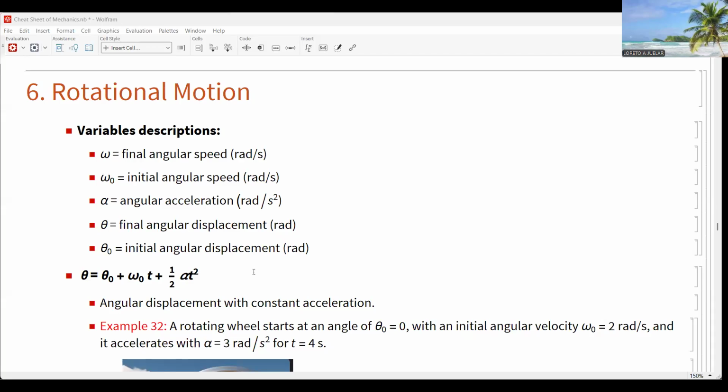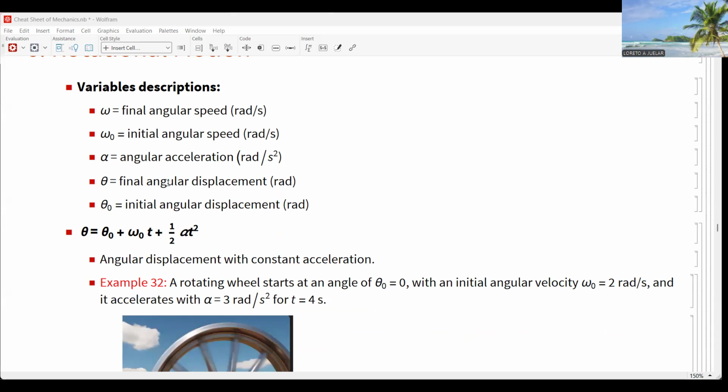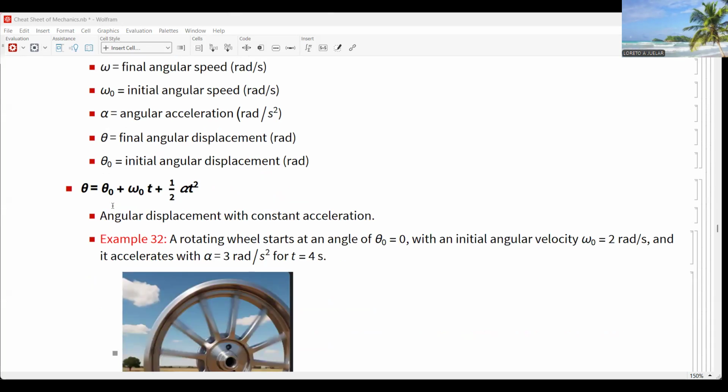Okay, rotational motions. So we have omega, the final angular speed, expressed in radians per second. Omega sub zero is the initial angular speed. We have alpha, the angular acceleration. We have theta, the final angular displacement, and the initial angular displacement is theta sub zero. So this is our equation.